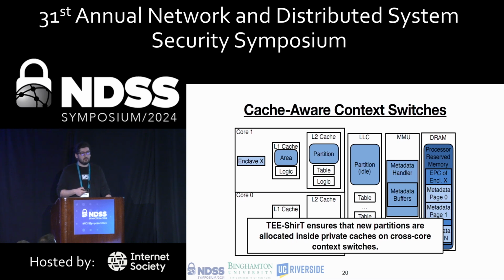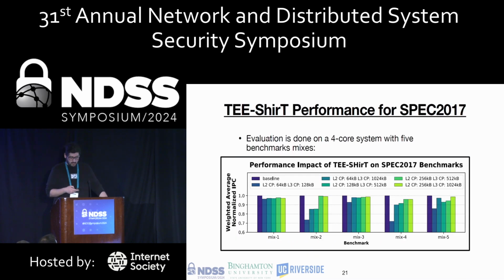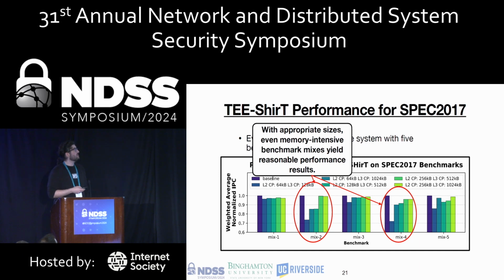Next, we look at the overall evaluation of the system, where we evaluate TEE-SHirT on a 4-core system with 5 benchmark mixes, so 20 benchmarks in total. The takeaway from this slide is basically that if we eliminate the overhead that is caused by the minimal partition sizing, the total overhead of TEE-SHirT goes below 5% across all benchmark mixes. So with appropriate sizes, even memory-intensive benchmark mixes yield reasonable performance results.